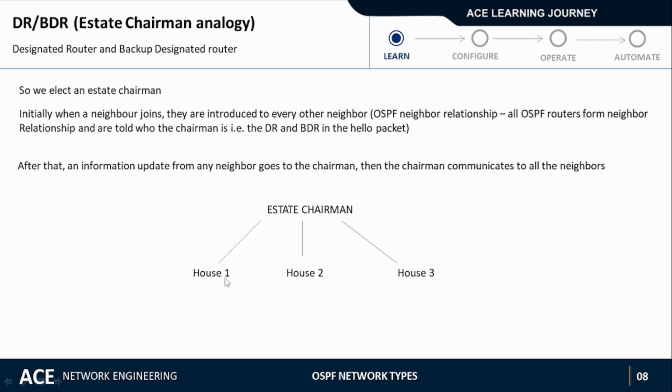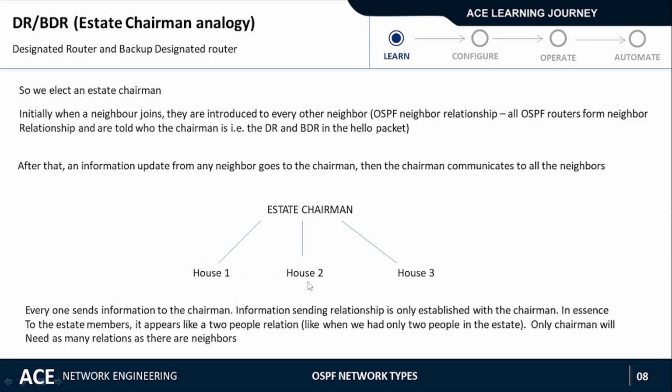So this neighbor will not forward information to number 2. He will take the information to the chairman. Then the chairman will send the neighbor's information to the other neighbors. So in essence, this neighbor is forming a full relationship with the chairman only. And this neighbor is also forming a full relationship with the chairman only.